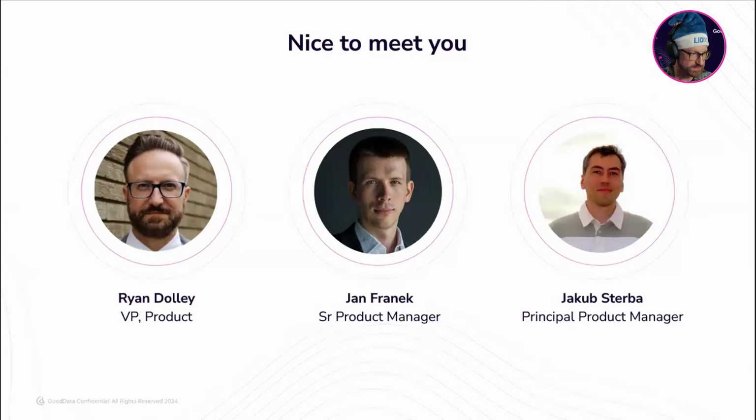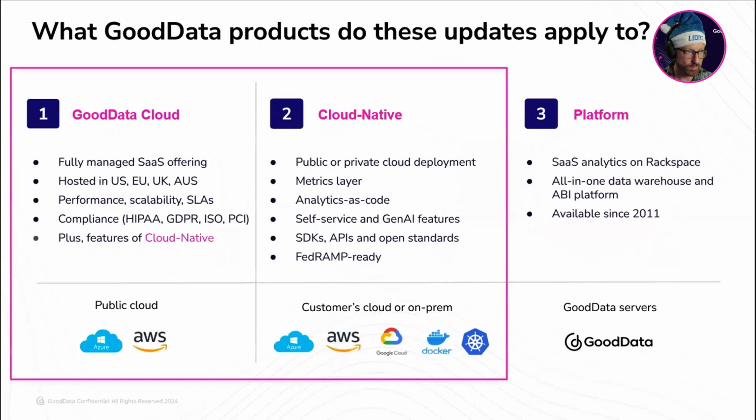Awesome. Thanks, guys. So with that said, let's talk about what products do these updates apply to. This is really important for you to understand. If you're an existing Good Data customer, you probably know this. We have really 3 products here at Good Data. We have what we call Good Data Platform. That is the product that has been around for a long time. If you purchased Good Data a decade ago and you've had success with us over the years, this is the product you're probably most familiar with.